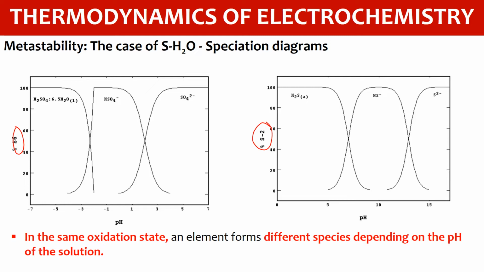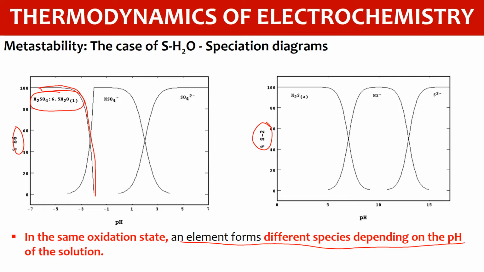So what is metastability? What is this speciation diagram showing us? These speciation diagrams are showing us that in the same oxidation state, an element can actually form different species depending on the pH of the solution. You can see here, this is the starting point of your S6+. We can see that this H2SO4 in water, as you increase your pH, its concentration goes down.